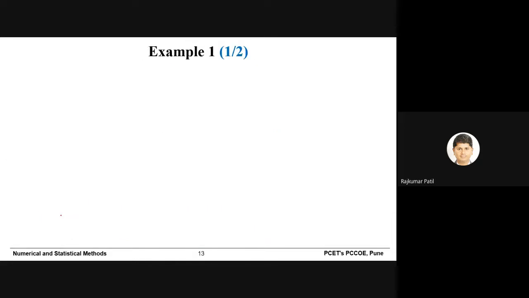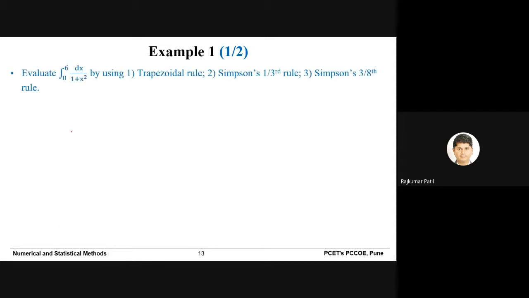Okay, now we will go to the example so that you will understand how we calculate the area under the curve, or take the integration, by using trapezoidal rule, Simpson's 1/3 rule and Simpson's 3/8 rule. So the question is, evaluate the integration from 0 to 6 of dx upon 1 plus x square. This integration is given to you, and you need to solve it by using trapezoidal rule, Simpson's 1/3 rule and Simpson's 3/8 rule.